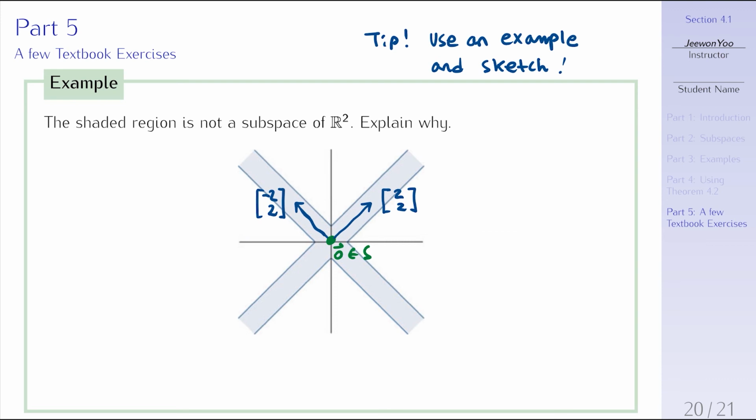By the parallelogram law or vector addition property, you end up having u plus v in this direction over here in red. But you can clearly see that the vector u plus v is not in the shaded region. So this proves that this shaded region is not a subspace of R2.